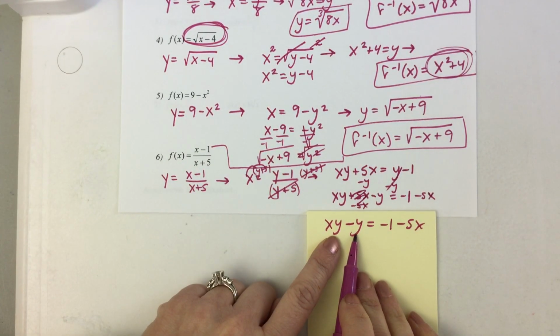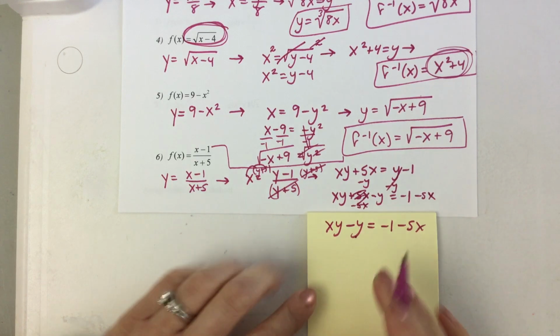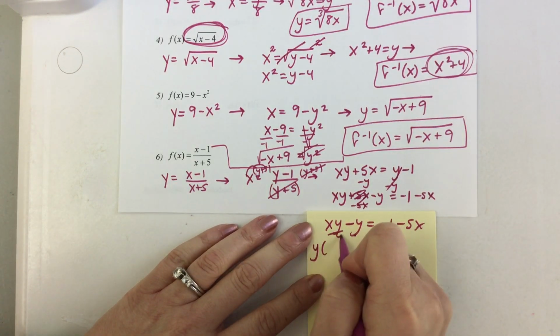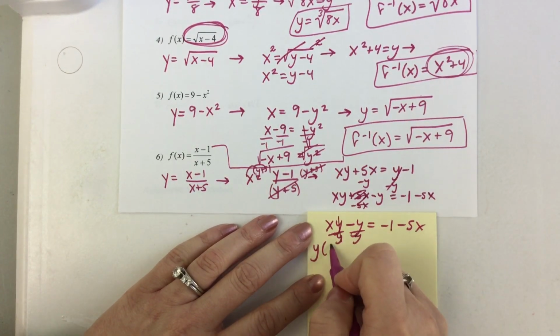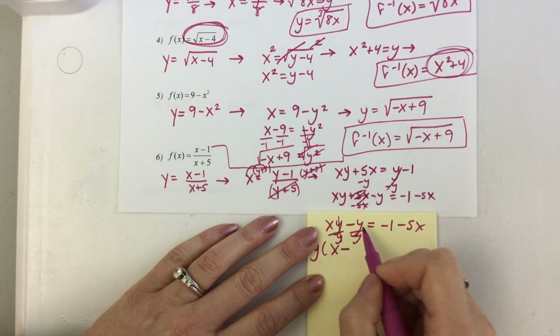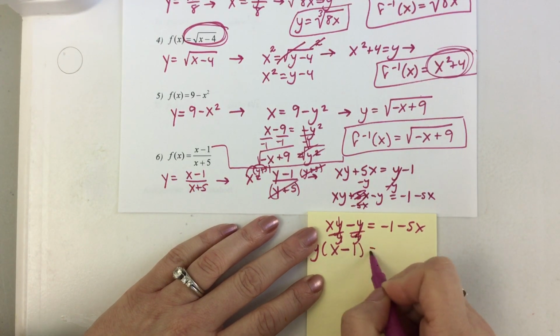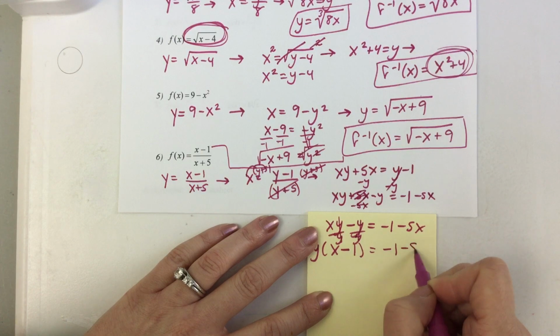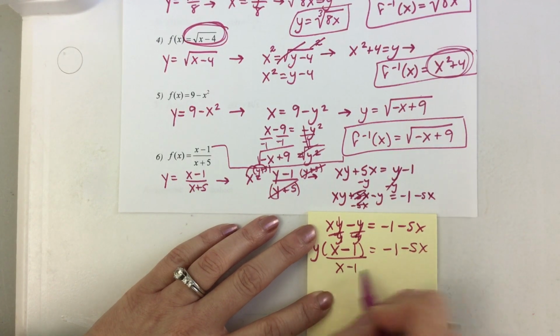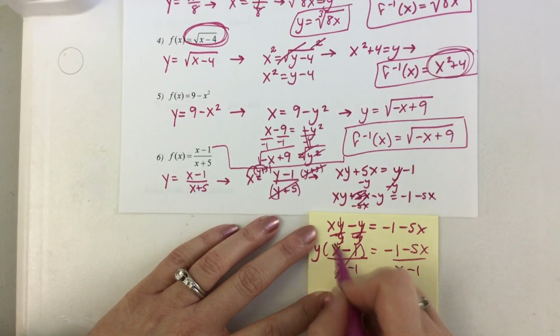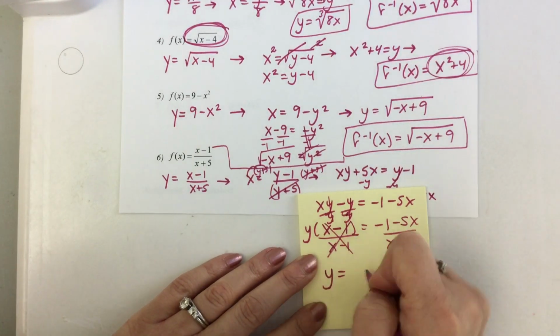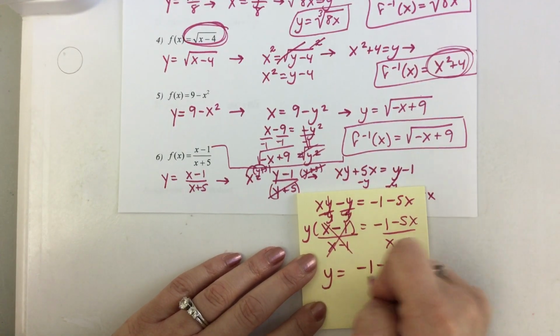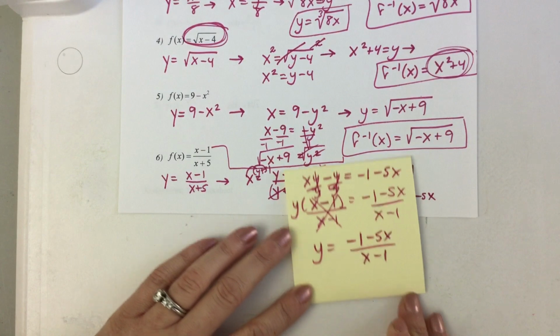What do these have in common? A y. So you can factor that out. If I divide both of these terms by y, the y would cancel. I still have an x, minus y divided by y is 1, equals, on this side, negative 1 minus 5x. To solve for y, I divide that over. So y equals negative 1 minus 5x over x minus 1.